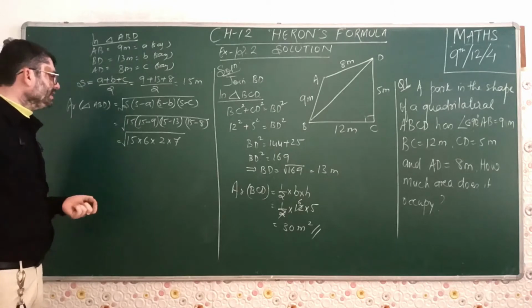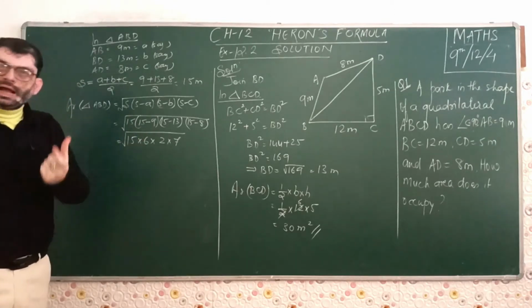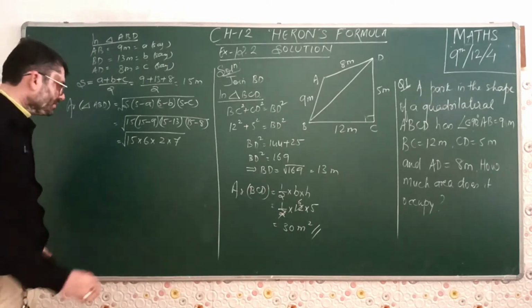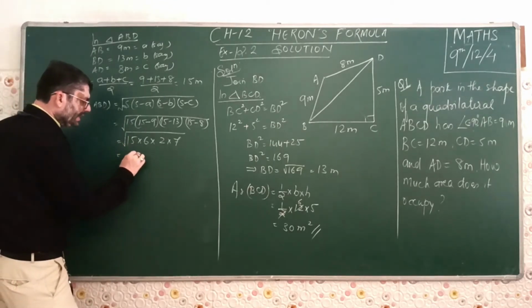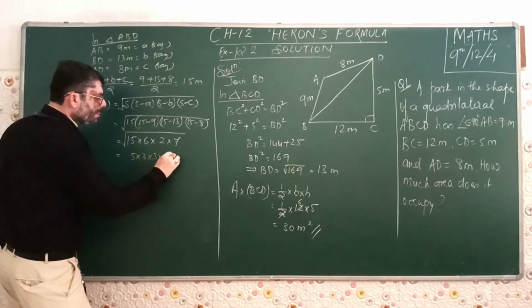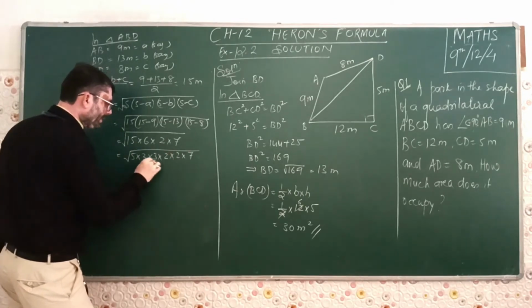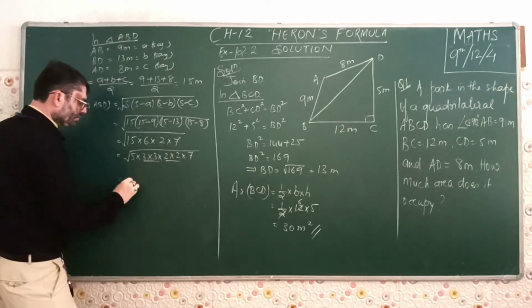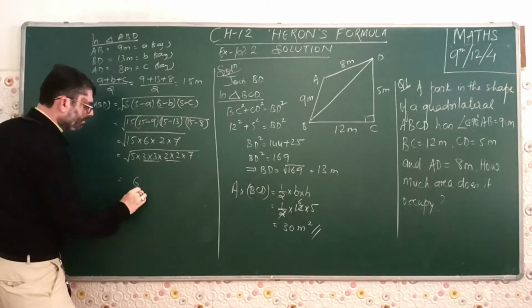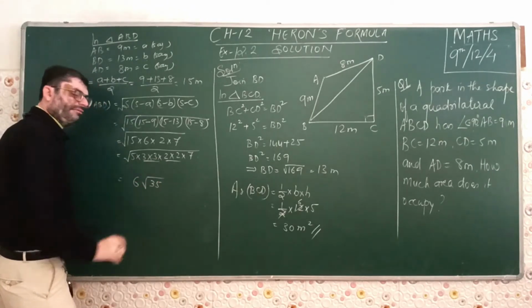Let us find the factors of each and then pair them, and then take out the square root as we used to do in class 8. So 15 can be written as 5 into 3, 6 can be written as 3 into 2, and 2 as it is, and 7 as it is. Now let us make the pairs. This is a pair and this is a pair. So 3 is out, 2 is out, it becomes 3 into 2 is 6, and root under 35.